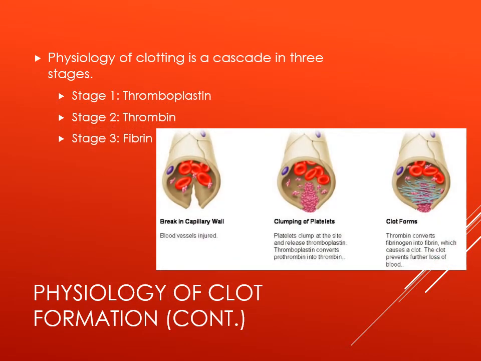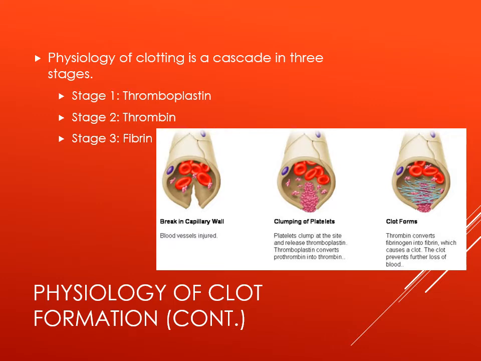The body's coagulation mechanism prevents blood loss resulting from trauma or damage to small blood vessels. This process is actually a cascade of events that occurs in three basic stages. The first, thromboplastin forms, then it converts prothrombin into thrombin, and thrombin converts fibrinogen into fibrin.